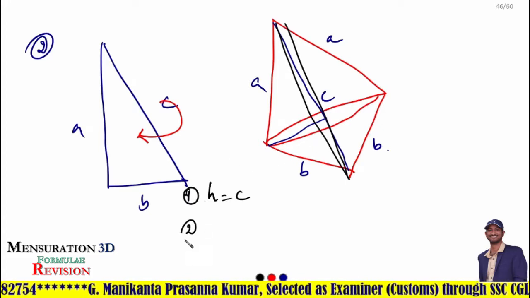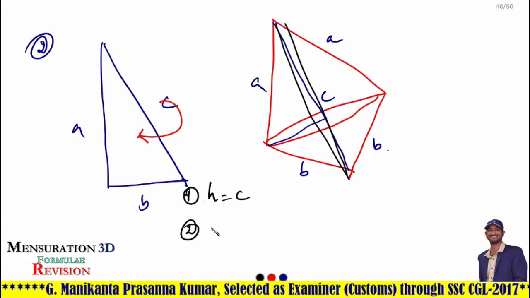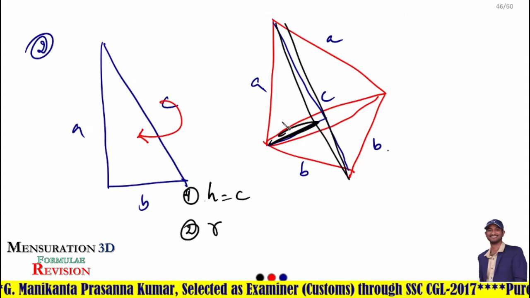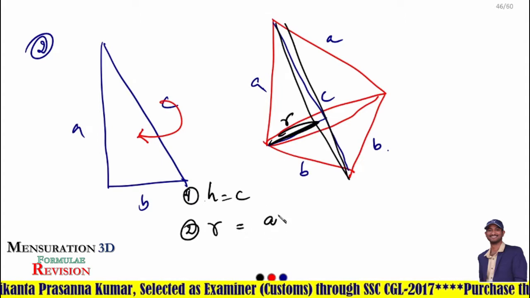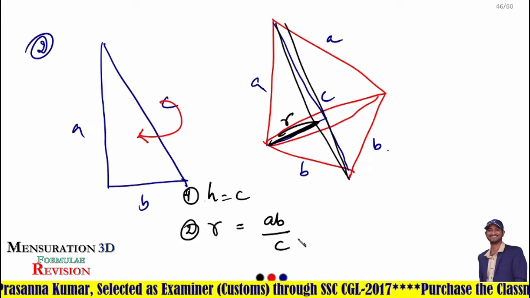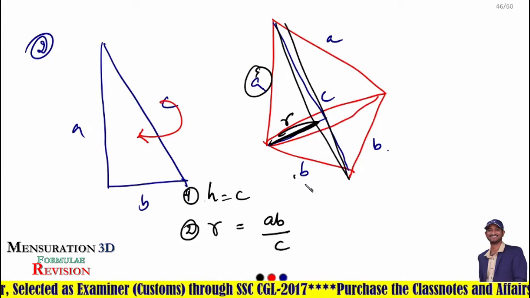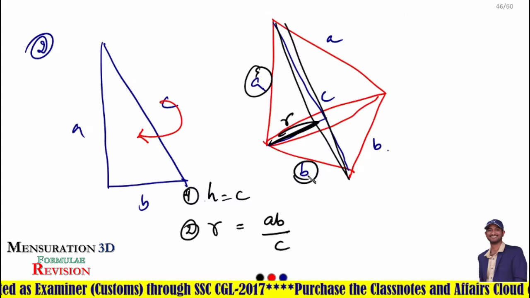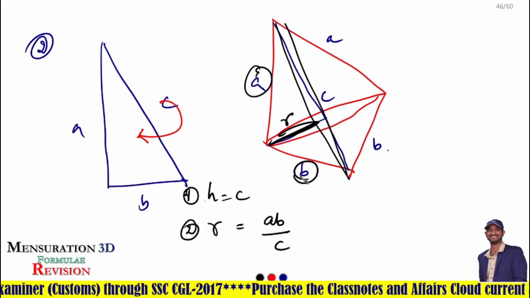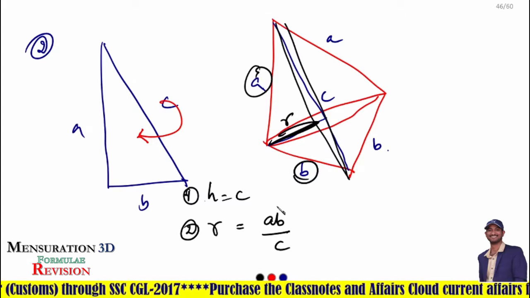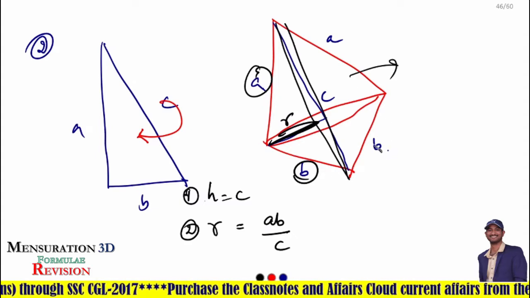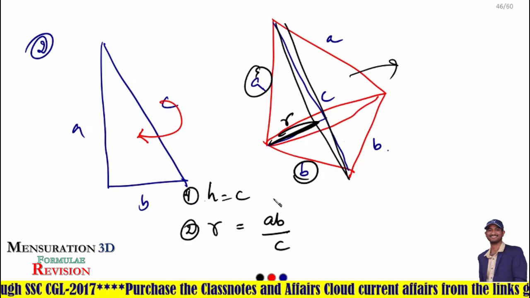hypotenuse of the right angle triangle. And second one is radius. Radius of the double cone is equal to product of the perpendicular sides by hypotenuse. Slant height of the upper cone is A and slant height of the lower cone is B. Okay, clear?